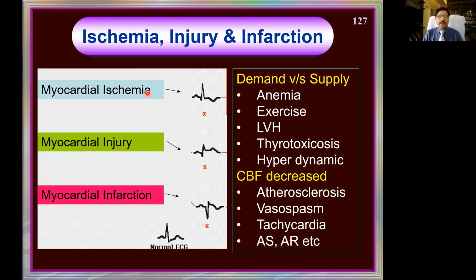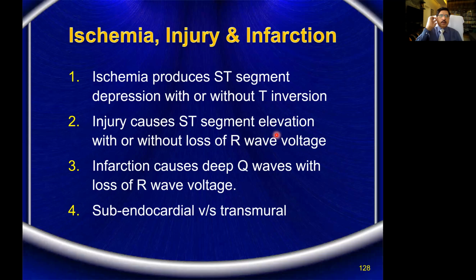But they are normal in case of ischemia because the tissue is not yet injured and not crying. None of the cardiac markers are positive. Only the T wave is inverted here, ST segment elevation here, Q waves here, and don't think that these occur separately. The combination of them will be seen in the ECG. So let us see now. Ischemia produces ST segment depression with or without T inversion. Injury causes ST segment elevation with or without loss of R wave voltage. Infarction causes deep Q waves with loss of R wave voltage.